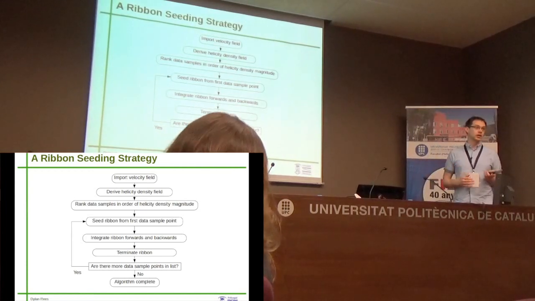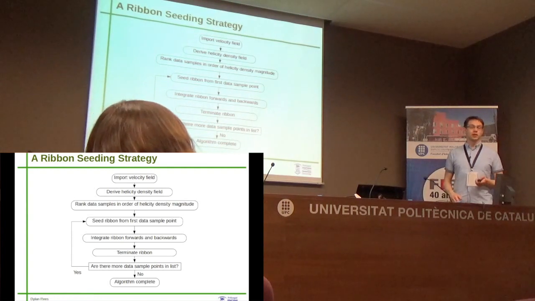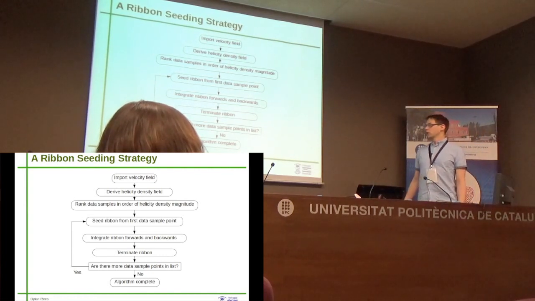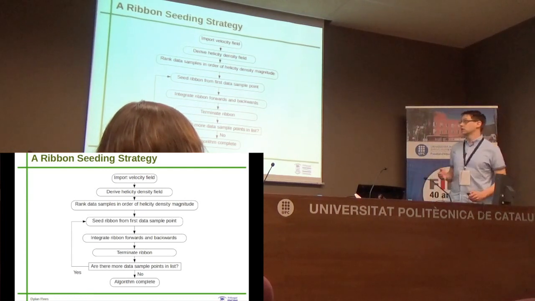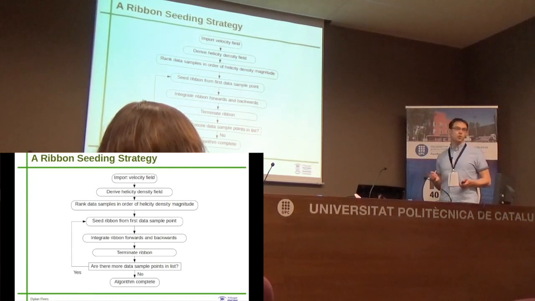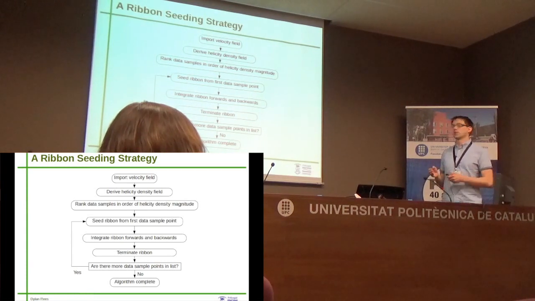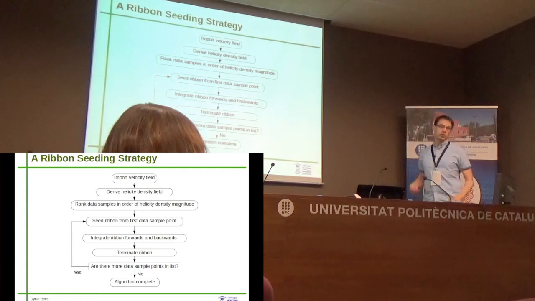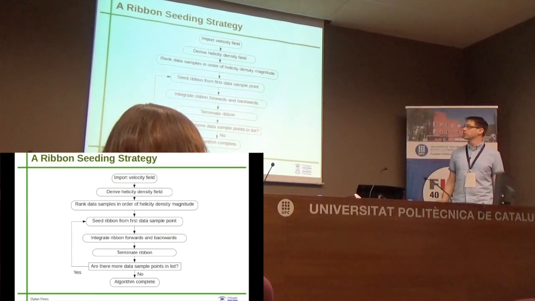We run an integrated ribbon forwards and backwards until we reach a flow domain boundary, or we reach a sink or source, in which case we terminate the ribbon. Then we take the next sample point in the rank, and if this is more than a prescribed distance away from the original ribbon, this is a suitable candidate then to seed another stream ribbon, again forwards and backwards until we reach the boundary, sink or a source, or until we reach the original ribbon. And then we carry on this until we use all the seeding points within the order.